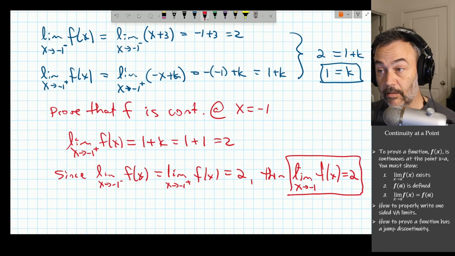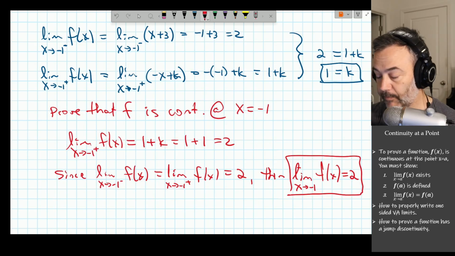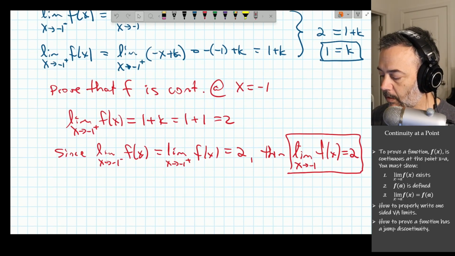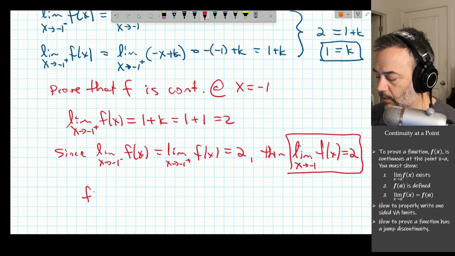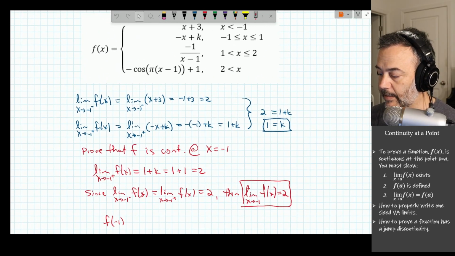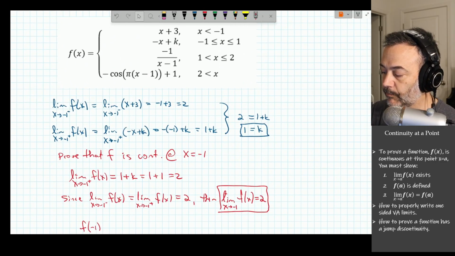I've just proven that, number one, I've proven the limit exists at a. In this case, the limit exists at -1. Well, do you notice nowhere above I've actually said what f of -1 is? So I need to state that. What is f of -1?